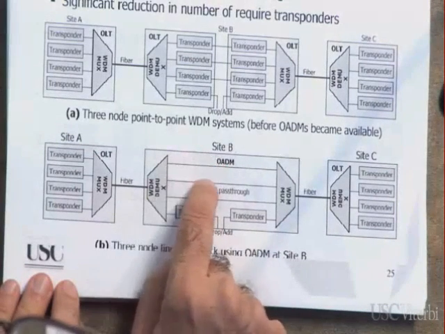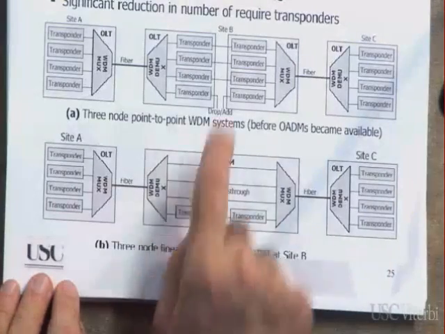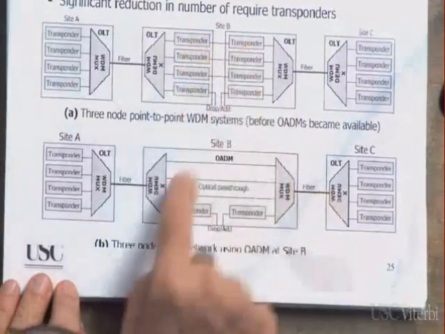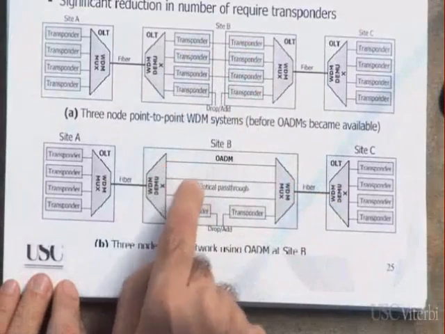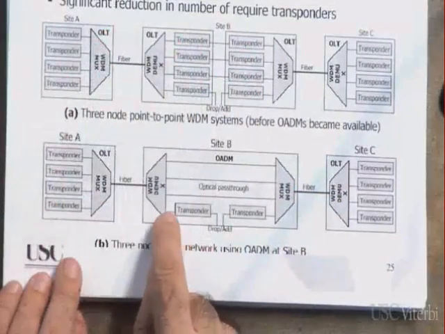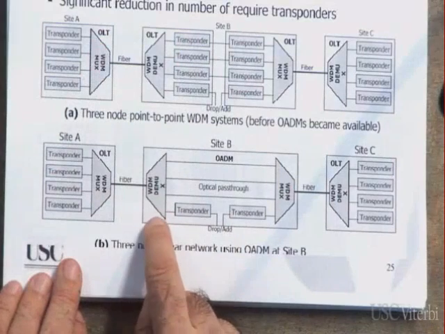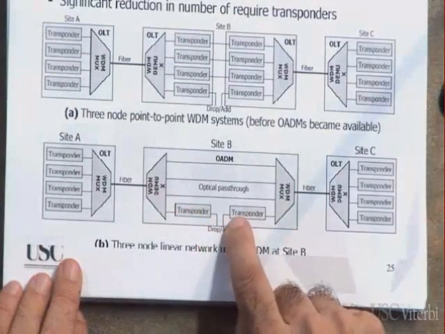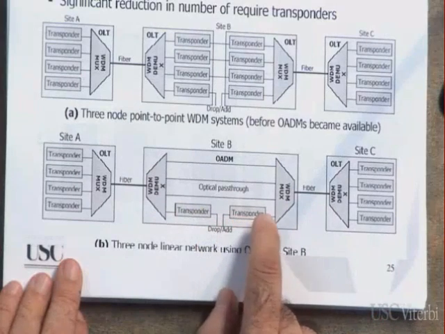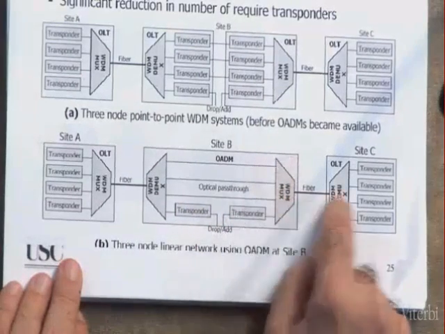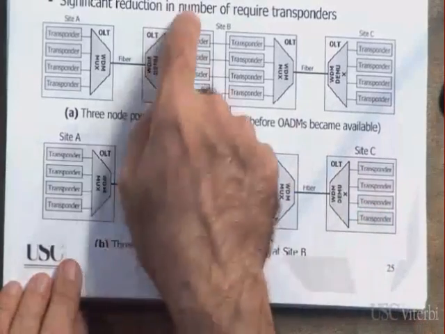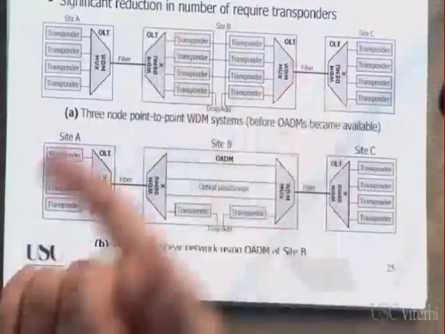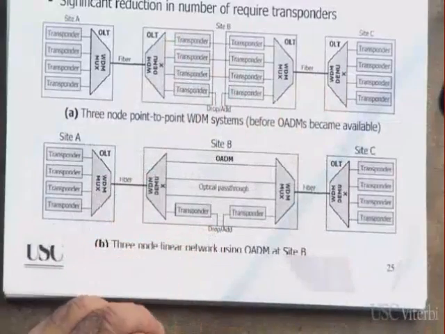In here, I don't need a transponder. Did you get this here? I don't need these transponders. These have not been dropped. The one that gets dropped, I need a transponder. I drop it, and then I add it, put in a transponder, and multiplex it with this guy. These do not go through this. Did you get my point or not?